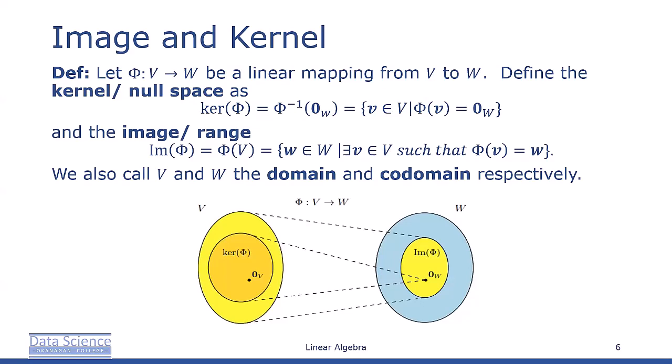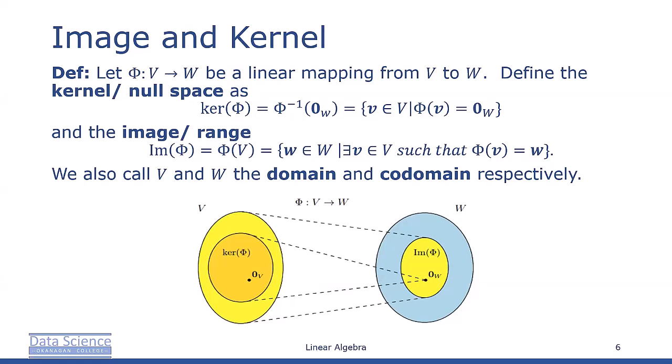The image of phi, which we'll call Im of phi, is the set of w in the codomain such that there exists a value v in V such that phi of v is equal to w. We typically refer to V and W as the domain and codomain.